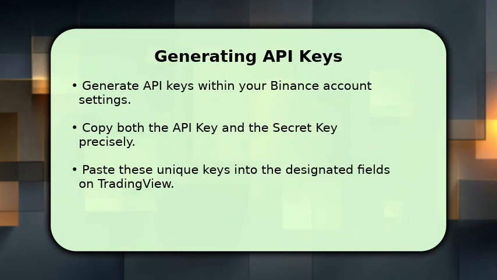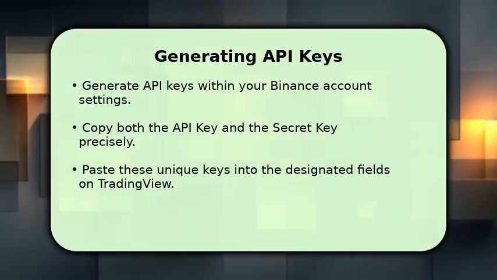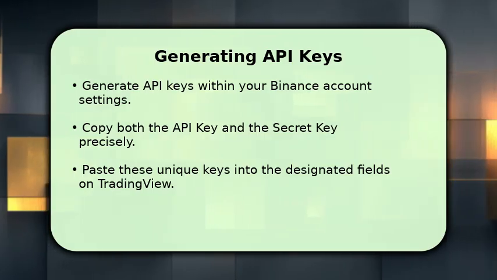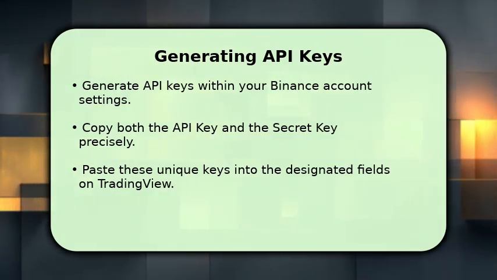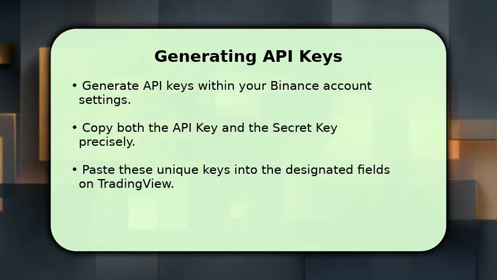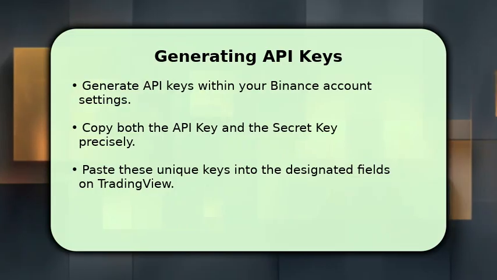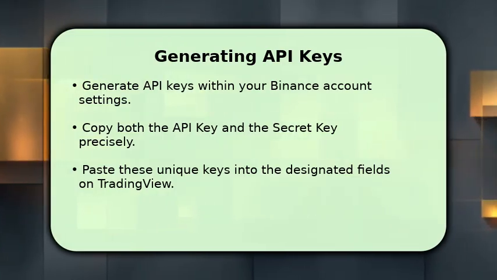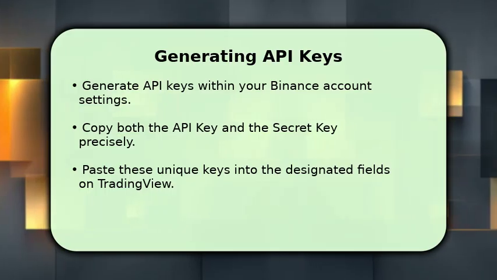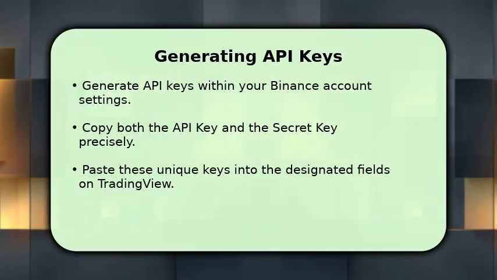The next critical step involves generating API keys on Binance. Go to your Binance account settings and create a new API key. You will receive two distinct keys, an API key and a secret key. Carefully copy both of these. Then, paste them into the corresponding fields within TradingView. Remember to set appropriate permissions, allowing trading but strictly prohibiting withdrawals for security.